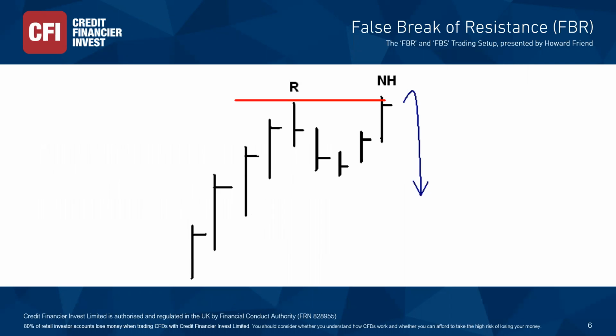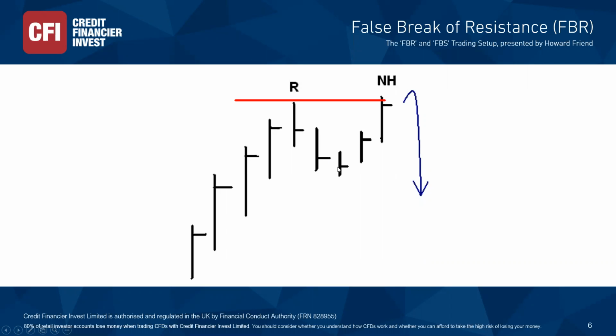Okay, so this is essentially how it looks, the false break of resistance. In an uptrend, we get the market either making higher highs and higher lows, or making several consecutive thrust bars where the close is above the previous bar's high, which indicates aggressive demand. So we get this aggressive demand push to the upside, and the underlying sentiment psychology is bullish.